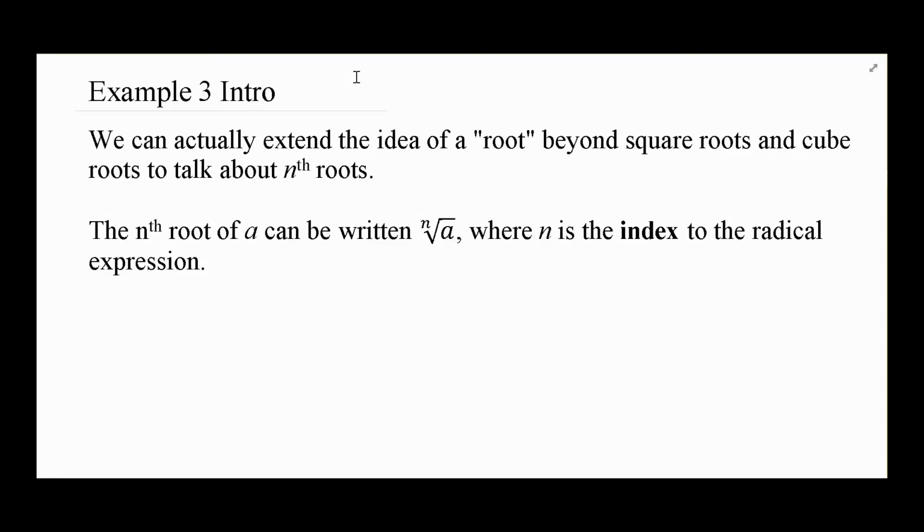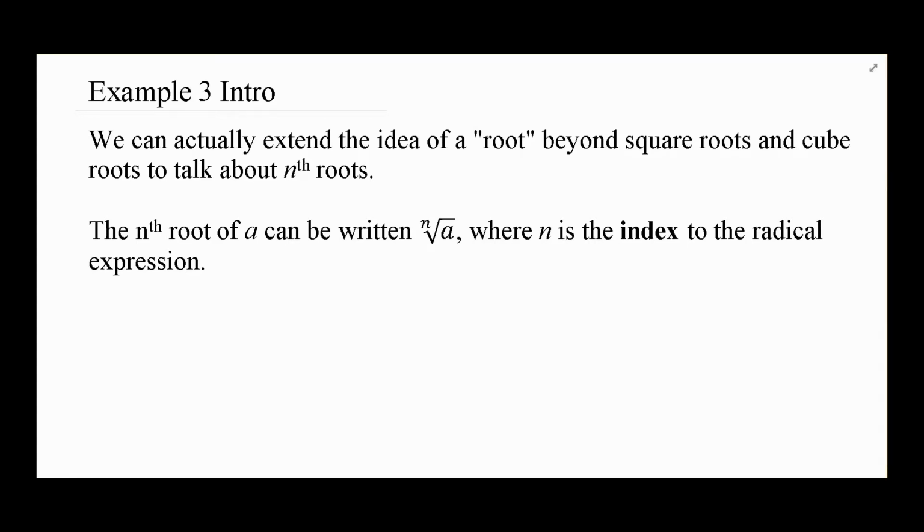Now we can actually extend the idea of the square root and the cube root to any power that we want. So we can talk about fourth roots and fifth roots and sixth roots and seventh roots. And they have the definition that you'd expect. A fourth root is to say what number to the fourth power equals me. A fifth root is going to say what number to the fifth power equals me. And as we increase this root to talk about fourth, fifth, and sixth, we're basically just going to be looking at the index, and we're going to change that index to whatever root it is that we're talking about.